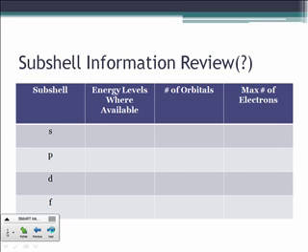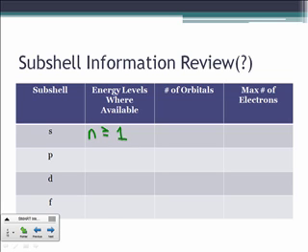So in order to do this correctly, we have to do what I would call a review of subshell information. And the subshells are S, P, D, and F. Now, if we look at the energy levels where they're available, in order to have an S subshell, N has to be greater than or equal to 1. So we have to be in the first energy level.